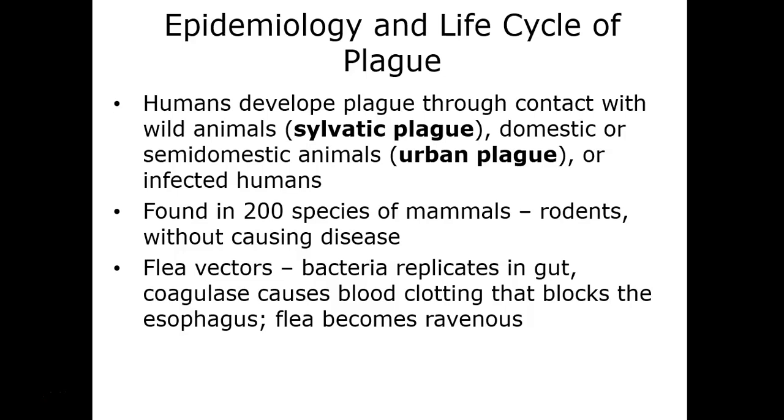And the flea, when it takes a blood meal and actually acquires the pathogen, it begins to replicate in the gut of the flea. However, that coagulase enzyme is then able to cause blood clotting that will block the esophagus. And basically, what happens now is since the esophagus is blocked and the flea can no longer eat to fill its stomach, it becomes ravenous and starts to bite everything in sight, trying to take a blood meal, and in that process spreads the pathogen.